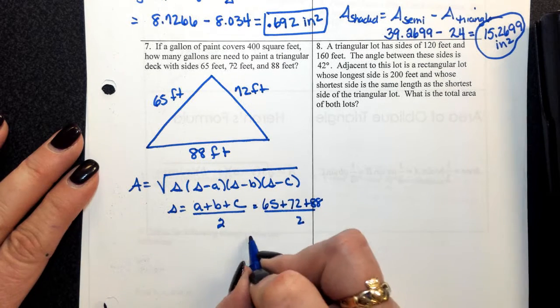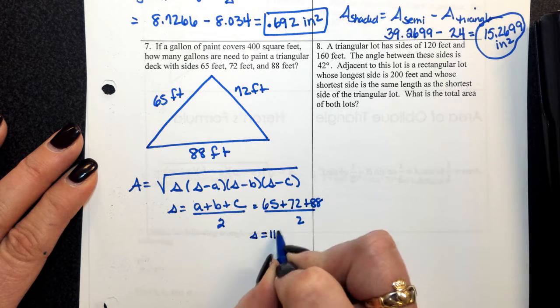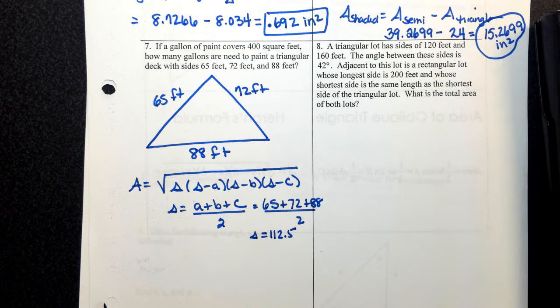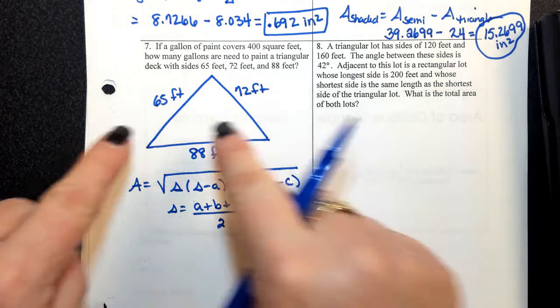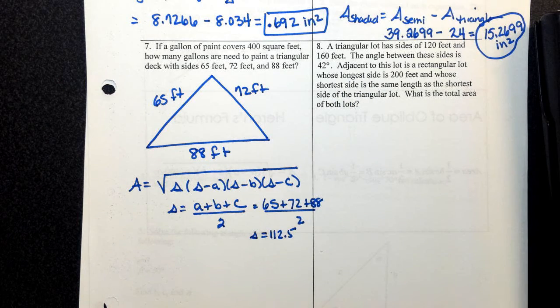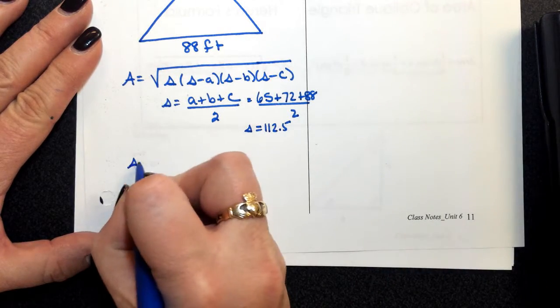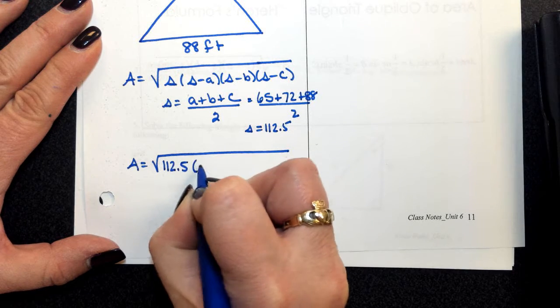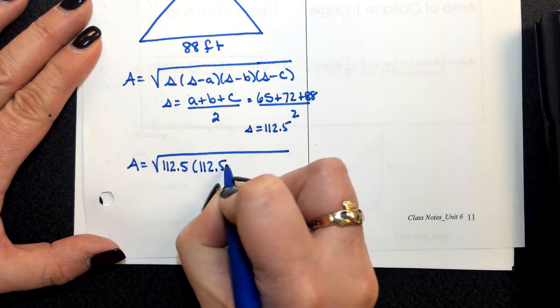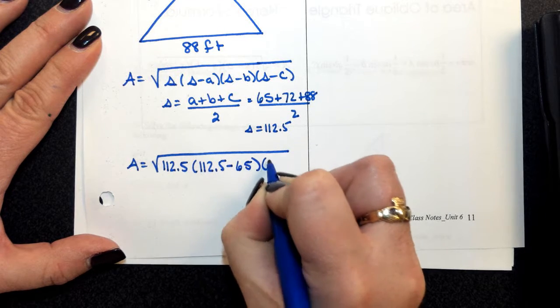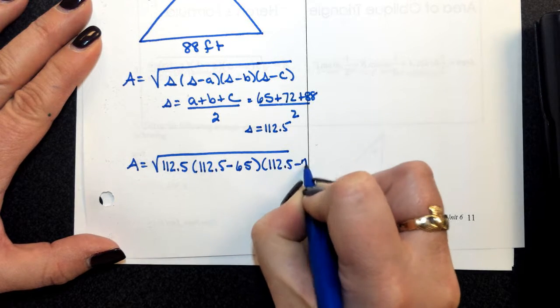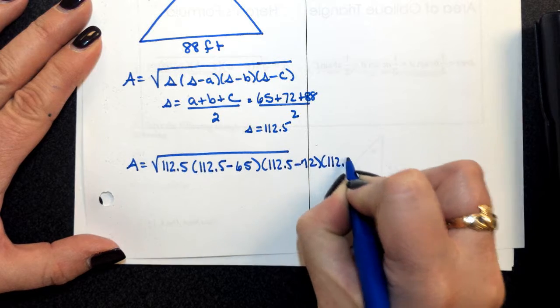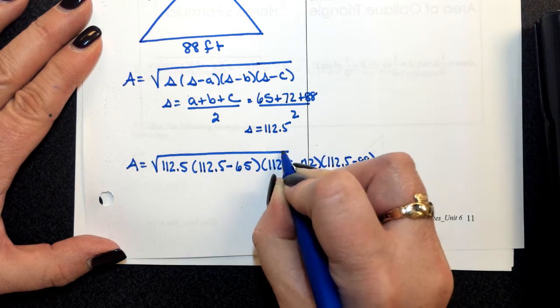So that gives me 112.5. So any questions where I got that S value from? Again, it doesn't matter which side I call A, which side I call B, which side I call C when I plug it into the formula, because I know multiplication is commutative. So then the area is going to be equal to the square root of 112.5 times 112.5 minus 65, 112.5 minus 72, times 112.5 minus 88.